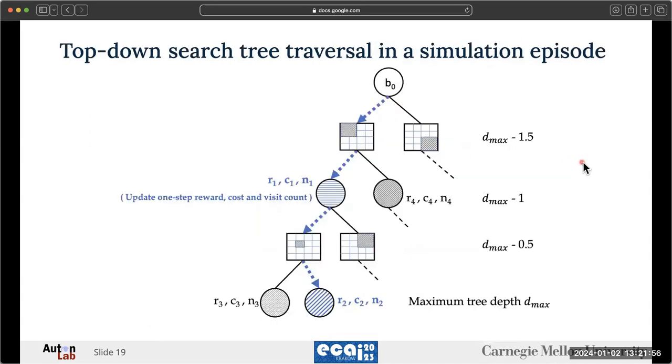In the top-down traversal phase of a simulation episode, a Thompson sample is first drawn at the root node. Then, assuming this sample is the ground truth in this episode, the agent simulates a sequence of action and belief nodes up to a fixed maximum depth. Reward and costs are computed at each action node, and the node visit counts are also updated.